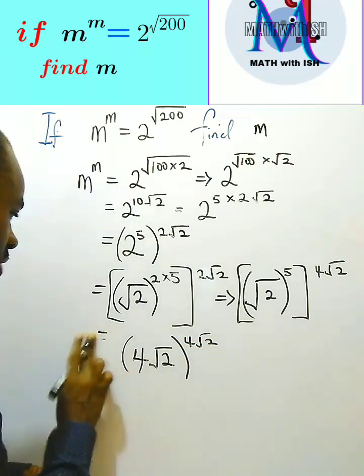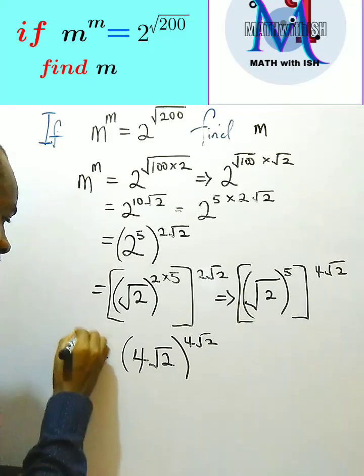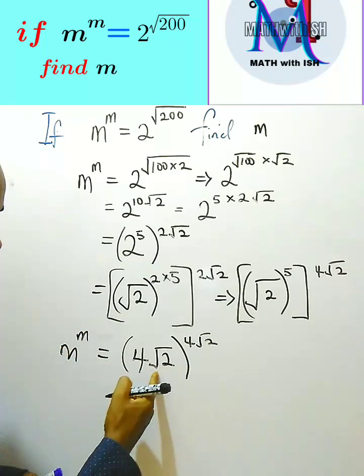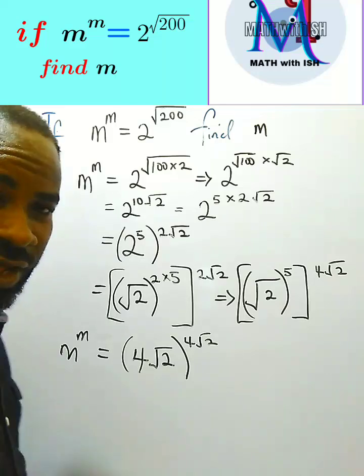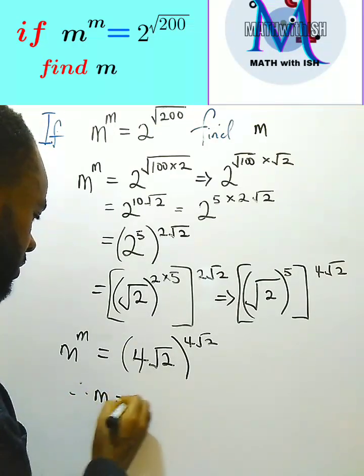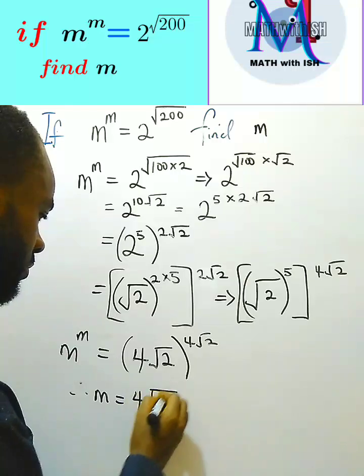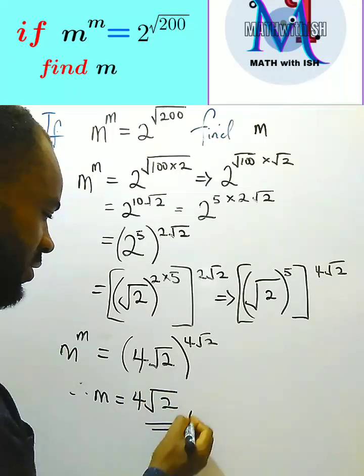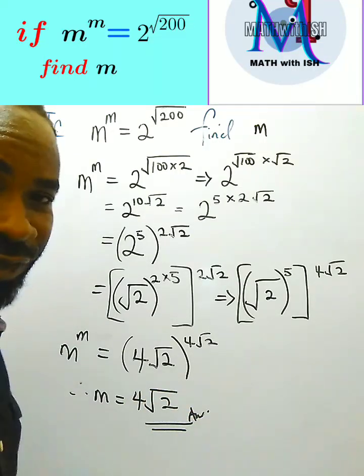Okay, now what can you notice? You can notice now that the base and the power are now the same. So therefore, our m is equal to 4 root 2. And this is our solution.